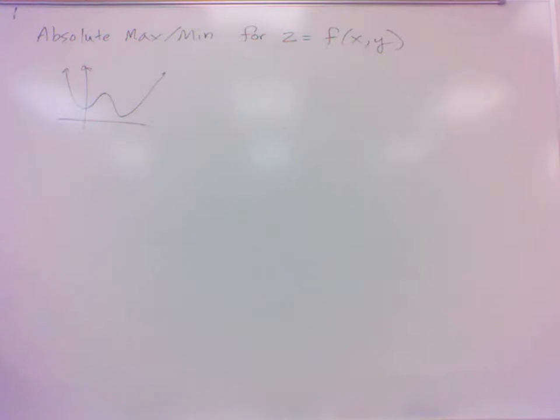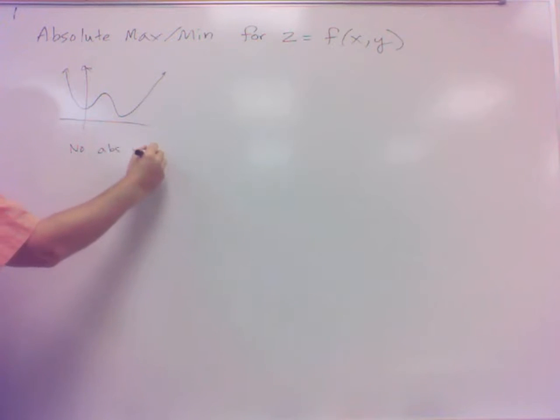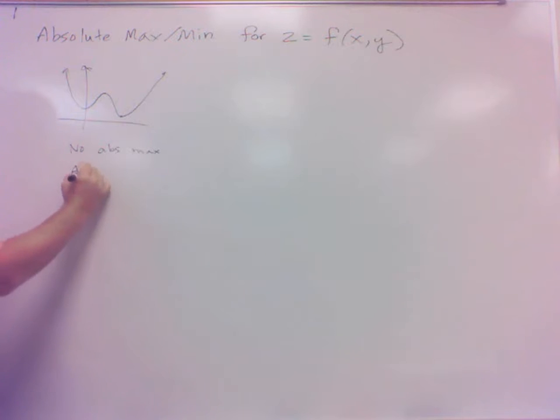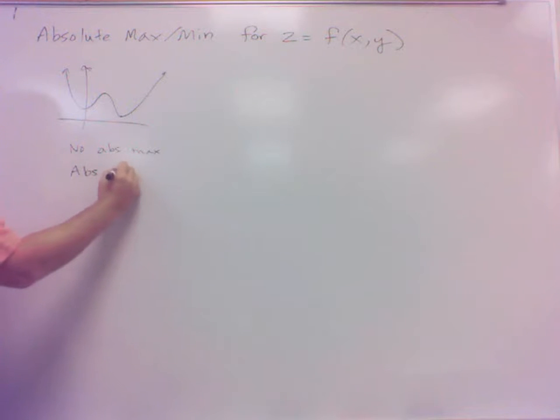function where x is whatever it could be, just based on the function itself. In this case, what do we got for absolute max and min? No absolute max, right? But we have an absolute minimum at that particular point right there.